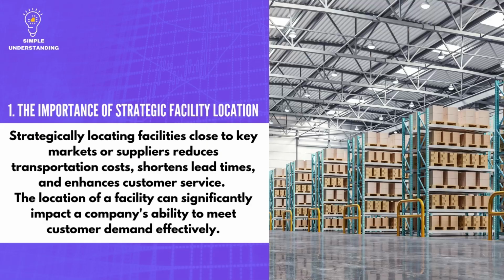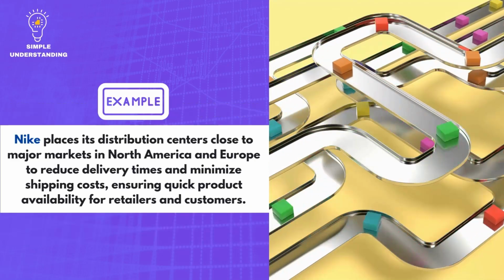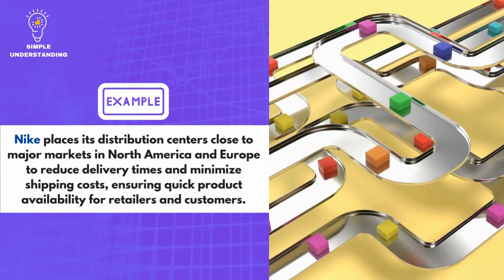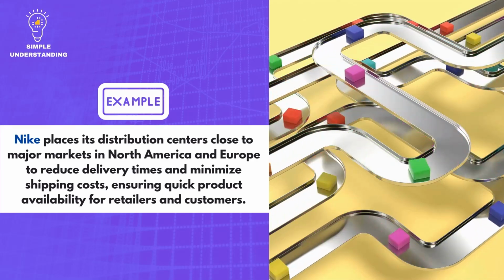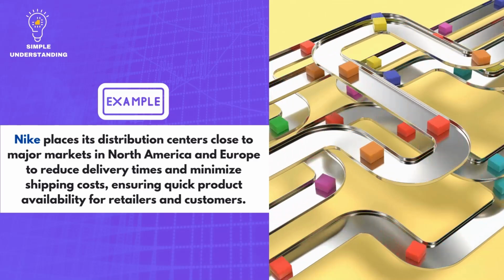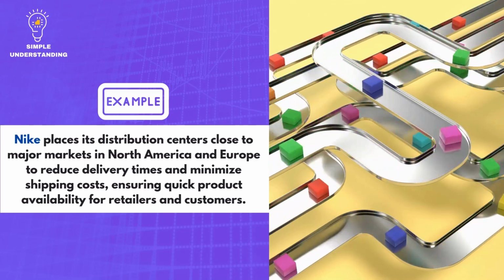Key topics. 1. The importance of strategic facility location. Explanation. Strategically locating facilities close to key markets or suppliers reduces transportation costs, shortens lead times, and enhances customer service. The location of a facility can significantly impact a company's ability to meet customer demand effectively. Real company example. Nike places its distribution centers close to major markets in North America and Europe to reduce delivery times and minimize shipping costs, ensuring quick product availability for retailers and customers.